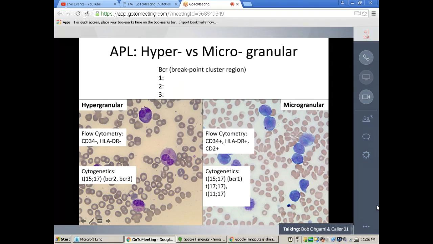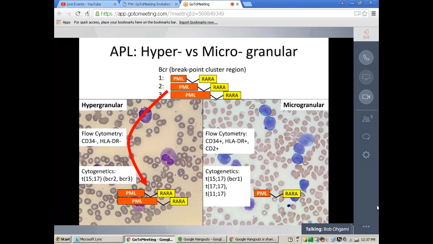I brought up this breakpoint cluster region, or BCR, and there are three different breakpoints that we see, BCR 1, 2, or 3. These are called out based on where the breakpoint is in the PML gene, and they go larger in size as you go down. Breakpoint cluster region 1 tends to be the one you see in the microgranular variant, and breakpoint cluster regions 2 and 3 tend to be in the hypergranular. It's just a little bit of extra minutia that I threw in there.